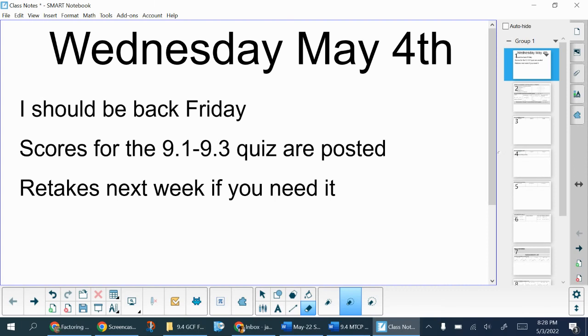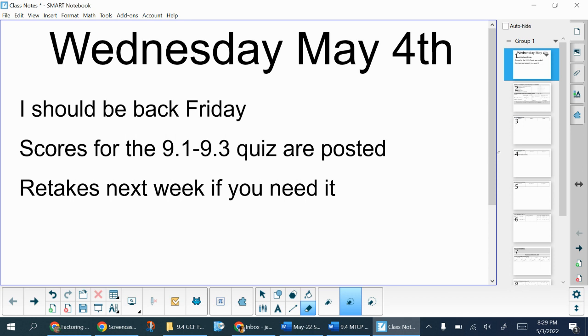Okay, so before we start today, just a couple of things. First of all, I should be back on Friday, so you've got today and tomorrow to work on this new 9.4 section, which is on the GCF factoring. We'll probably spend that Friday working on this as well. We'll just end up being a day behind everybody else. That is okay. Nothing we can do about that. We'll just have to make that work.